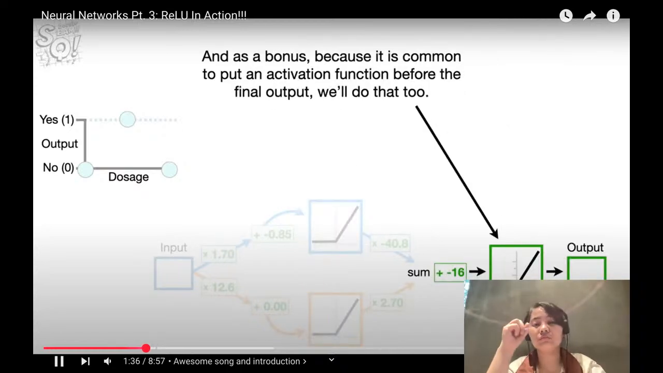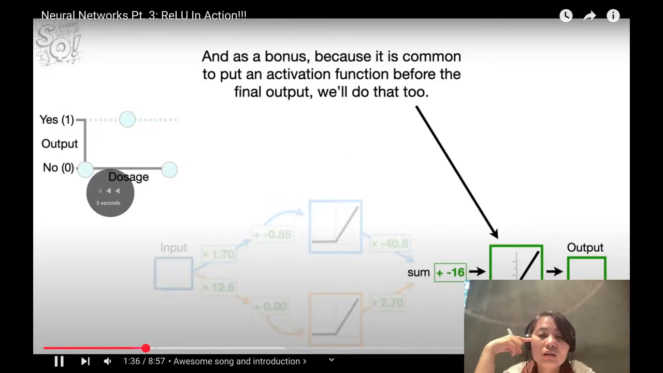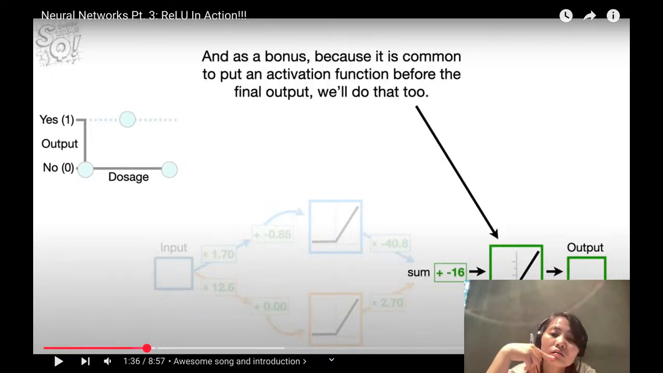And, as a bonus, because it is common to put an activation function before the final output, we'll do that too. Bam!